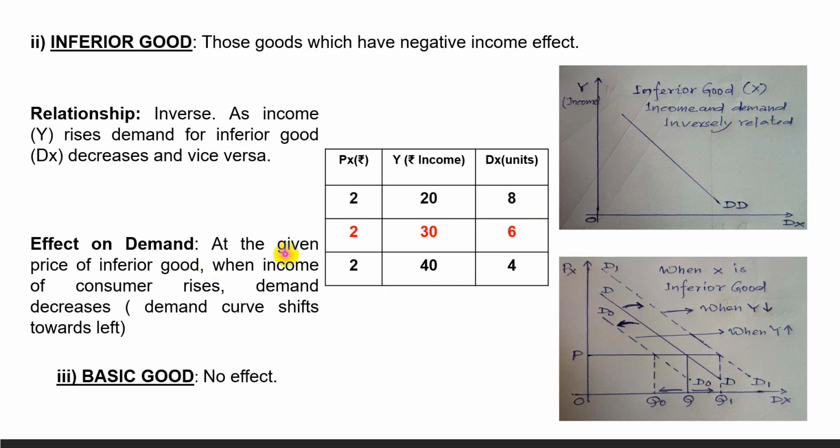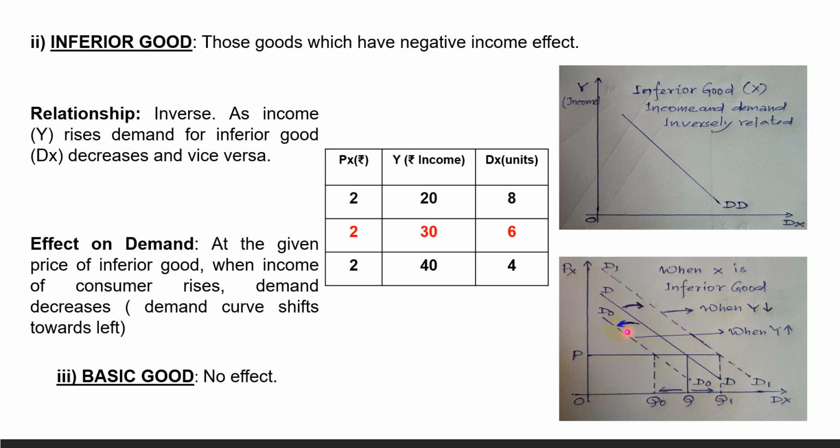Now what is the effect on demand? At the given price of inferior good, when the income of the consumer rises, the demand for the commodity decreases and the demand curve shifts towards left, showing decrease in demand from OQ to OQ0. The reason is, as given, when Y rises. Similarly, when Y falls, from the original demand curve, the demand curve shifts towards right to D1, showing increase in demand from OQ to OQ1.